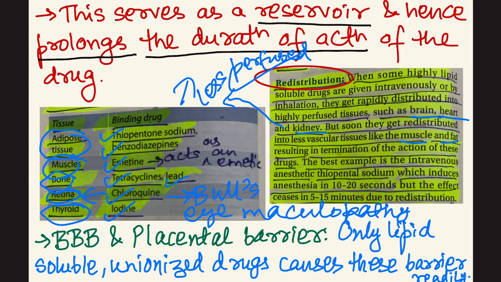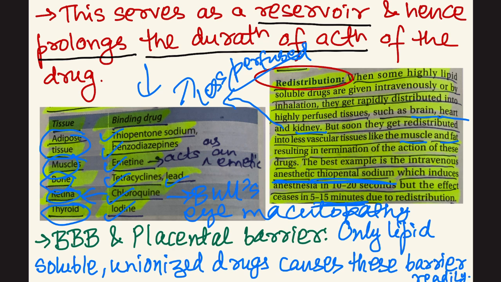And because of this, there will be termination of the action of the drug, because earlier the drug reached the brain, the heart or the kidneys very fast, so the onset of action of the drug is very fast, and after that the duration of action will also decrease, because now the drug has traveled from those highly perfused organs to the less perfused organs. So one example is the anesthetic thiopental sodium. This gets absorbed fast and distributed to its target site, and from there it gets redistributed because it is highly lipid soluble, and as a result there will be termination of action within 5 to 15 minutes because of redistribution.